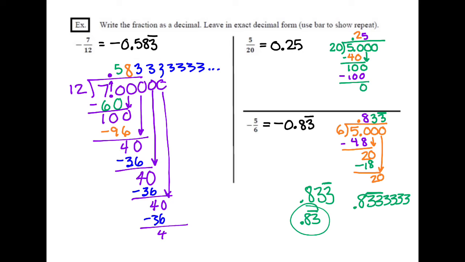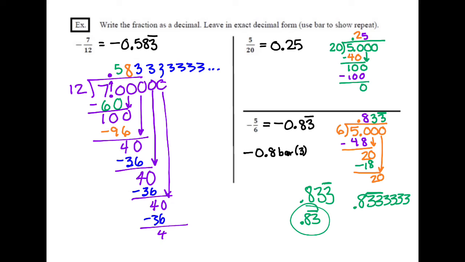Okay, when you type this into your homework, this is really weird. You have to do negative 0.8. That's fine. But now when you get to the 3 with the bar over it, you're going to type bar 3.